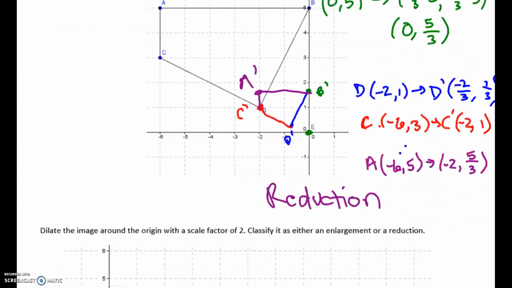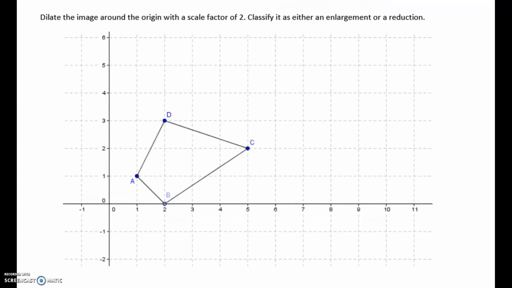So now let's look at our next one. Here I'm still going to do around the origin because that's a lot easier, right? And now I want a scale factor of 2. So we expect this to be an enlargement.